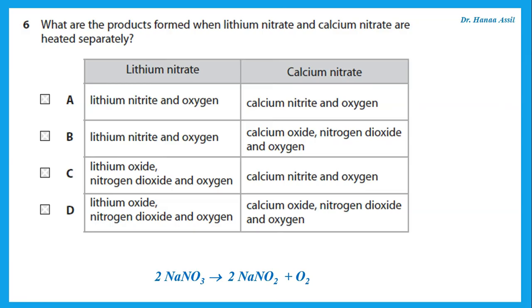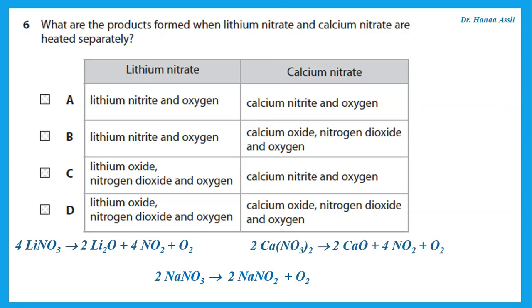Now, lithium is in group 1, but it acts as if it is in group 2 when we're talking about heating lithium nitrate. So lithium nitrate acts as if it is group 2. So both lithium nitrate and calcium nitrate, when they're heated, give the oxide plus nitrogen dioxide gas, which we said is a reddish brown gas, plus oxygen. These are the products for both lithium nitrate and calcium nitrate.